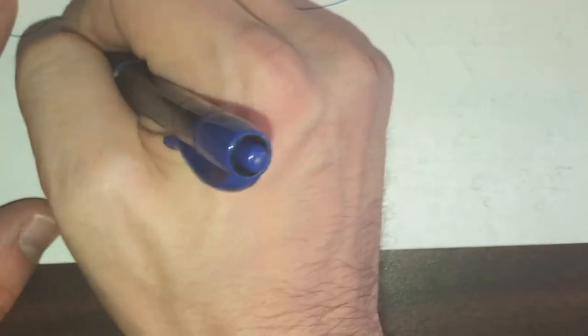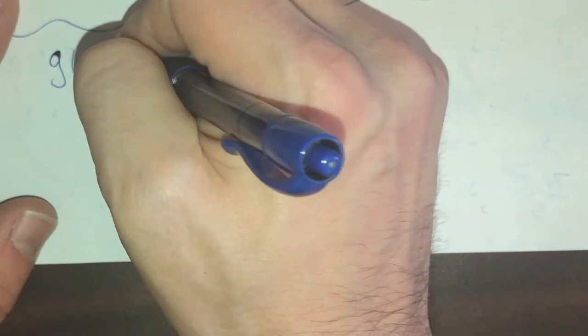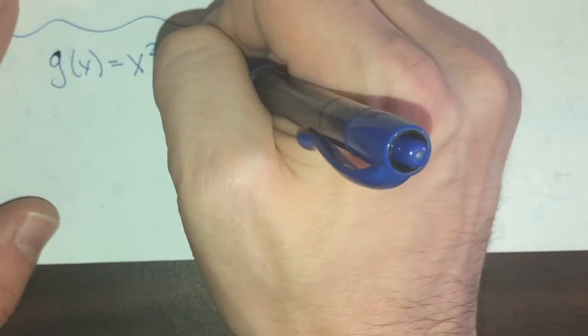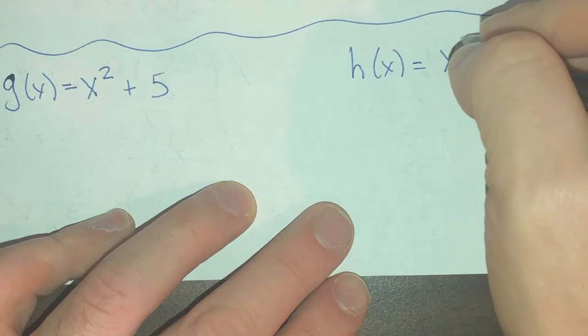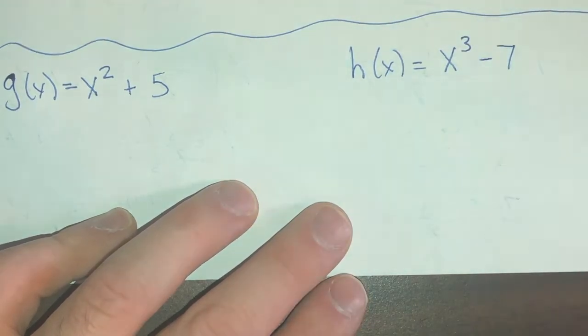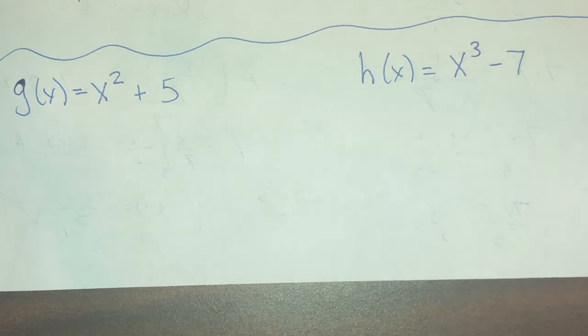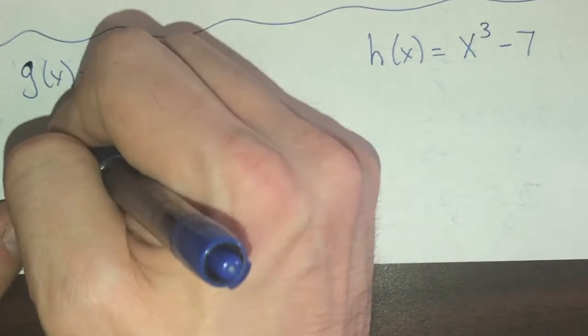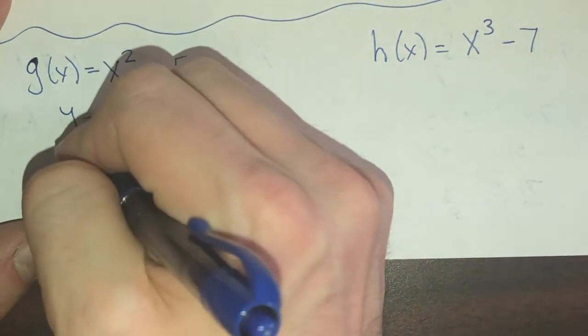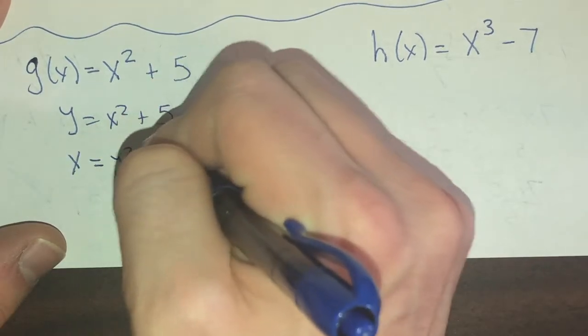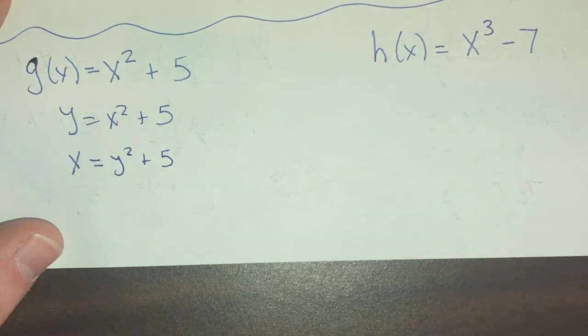Let's try another one. So I'm going to give you g of x equals x squared plus 5. And I'm going to do h of x equals x cubed minus 7. And I want to know what the inverses of these functions are. Okay, so let's do one at a time. So first, remember, I'm going to let y equal x squared plus 5. This one I'm going to go a little faster. I'm not going to color code. So I'll start by switching. Notice the letter switch.